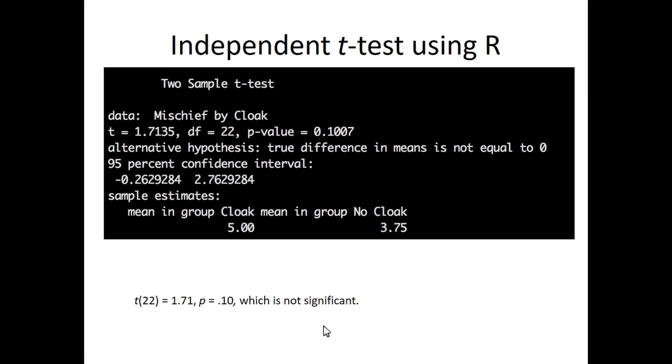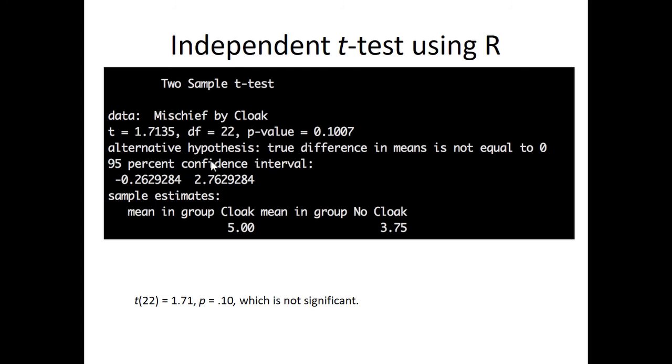So it says mischief by cloak, so y by x. Here's my t-score. So this is the ratio of good variance to bad variance. So mean differences over standard error. So I have a 1.71 ratio. So should I believe that score? I don't know. Gives me my degrees of freedom.